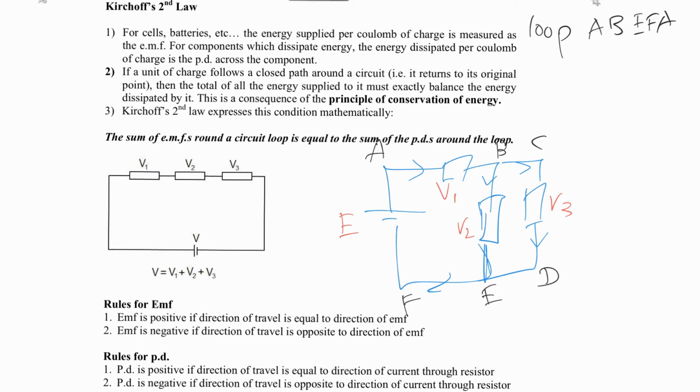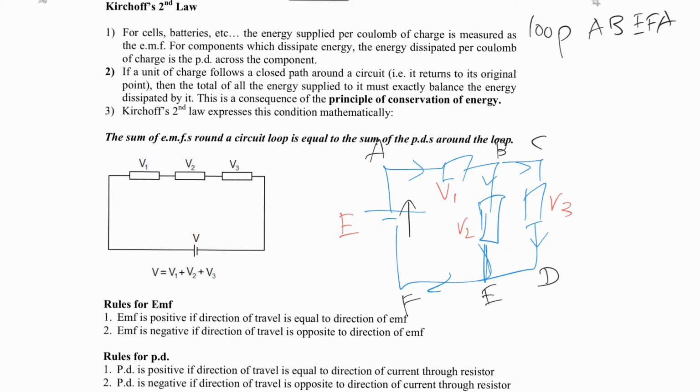Now how do I use these rules for EMF and rules for PD? Because when we say the sum of EMF equals the sum of PD, there are some rules to follow. You cannot just add up everything. Sometimes your EMF can be positive and negative, sometimes your PD can be positive and negative. So for EMF, what is the rule? The rule for EMF is positive when the direction of travel is equal to the direction of EMF. So what does it mean? Every cell has a direction of EMF, which is the direction it wants to push the current out. So the direction that this cell wants to push the current out is here. So this is called the direction of EMF.